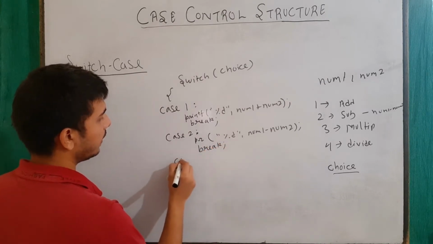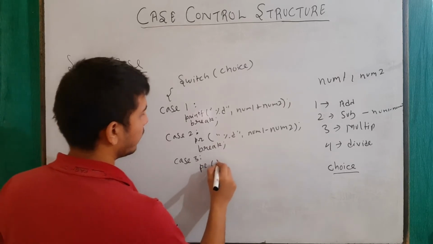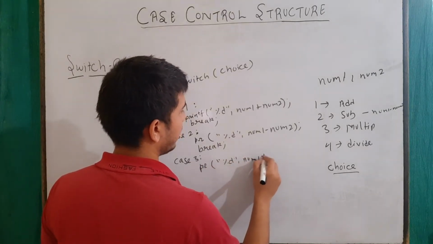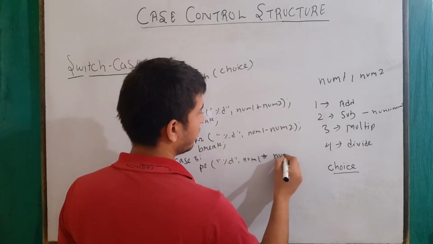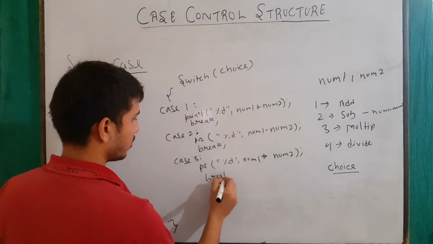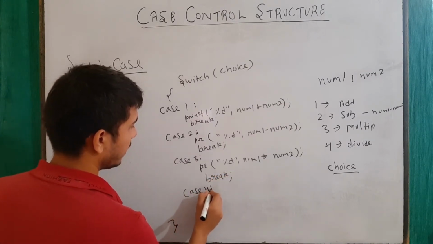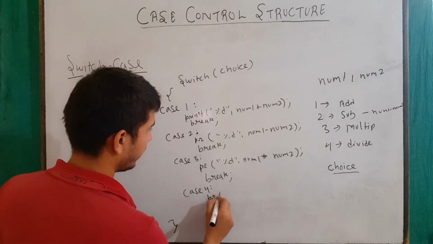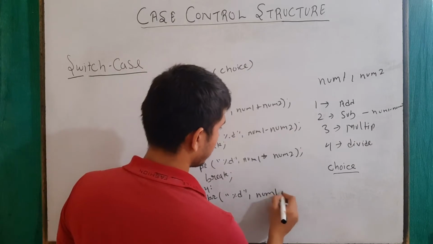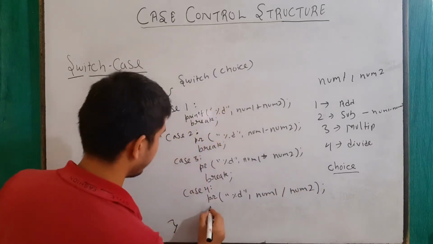Similarly, if the user input is 3, then I'll write printf %d, num1 multiplied by num2, then break. And also if the user input is 4, then printf %d, num1 divided by num2, and break.